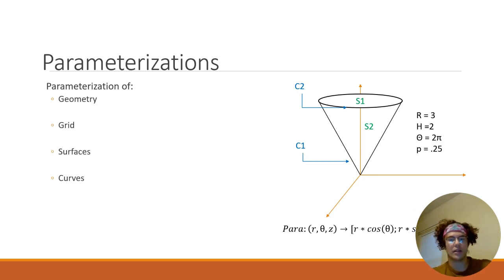So for parameterizing our object, we first have to parameterize our geometry, our grid, the surfaces, and the curves of our object. For our cone here, we have our top surface, which looks like a circle, is surface 1. Our surface 2 is our curved surface, going from a radius of 3 all the way down to a point. And then we have our curve 1, which is this angled portion on surface 2, and then our circular curve 2, which details surface 1.